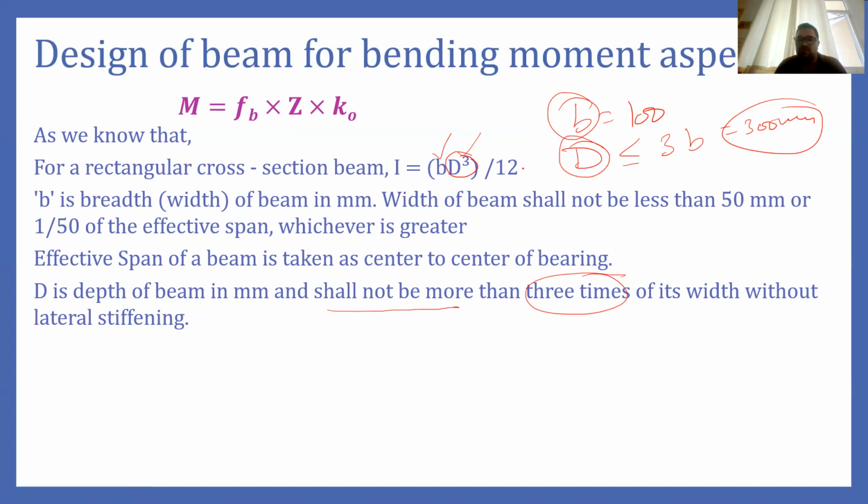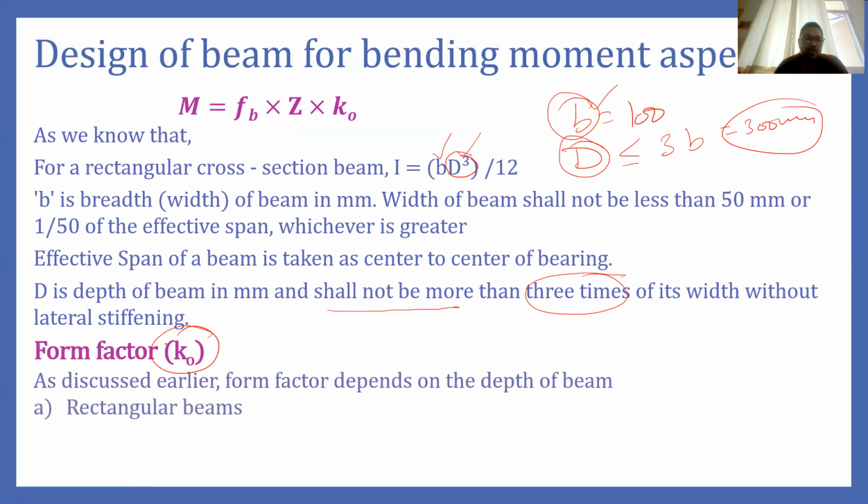That we will see when we solve the example. There we will see how we select the values of B and D. Now, talking about the form factor, how do we calculate it? As I said, this form factor is dependent on the depth of the beam.